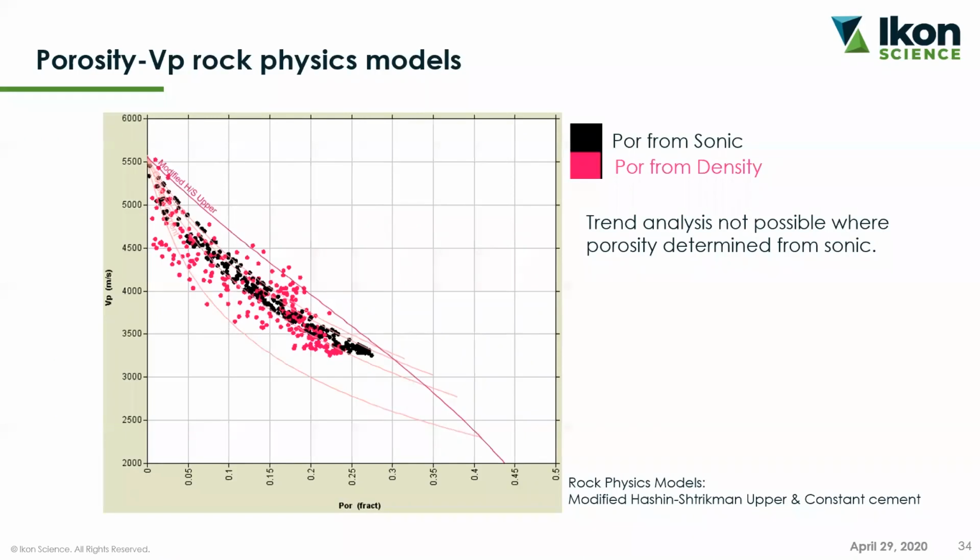So this example is just to show you again the problem with the porosity coming from any other method other than density. This type of rock physics model, the modified Hashin-Shtrikman, is a VP versus porosity model. If your porosity comes from essentially the VP, then you're just doing VP versus VP, and you're not really going to see any proper trends in there. It's just going to reflect on itself.